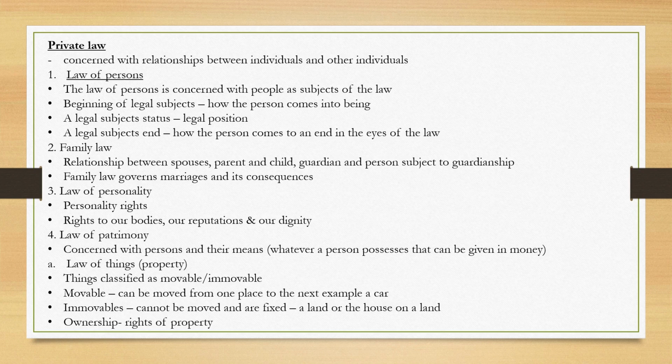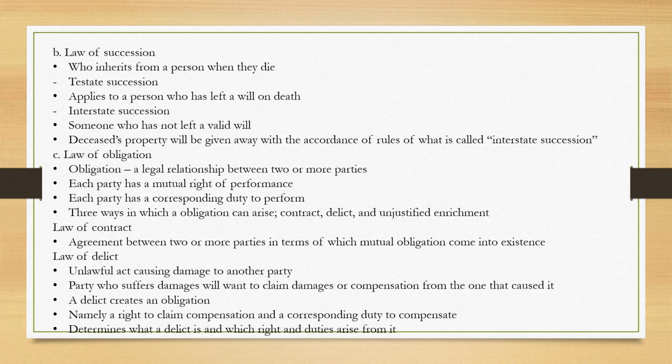Then you get law of patrimony, which is concerned with persons and their means, whatever a person possesses that can be given in money. Law of things, which is property, things classified as movable or immovable. Movable can be moved from one place to the next, like a car. Immovable can't be moved, it's fixed, like land or a house that is on land. Ownership is the rights of a property.